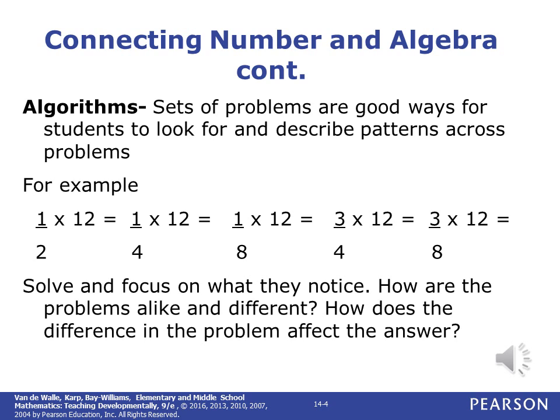So for instance, 1/2 times 12 is 6. When we double that denominator to 4, 1/4 times 12 is 3. And then we double the 4 to an 8, 1/8 times 12 gives us 1 1/2. When we double the denominators, our products decrease in half. So students can start to establish some of these algorithms on their own.